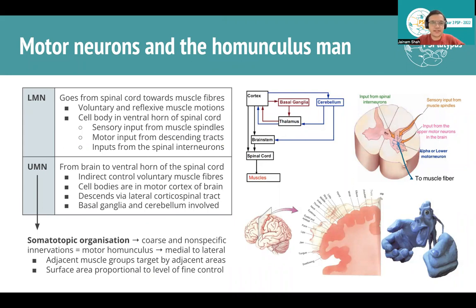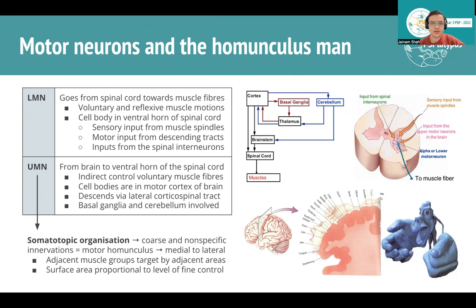So just starting off with the basics, we're going to be looking at the types of motor neurons as well as this thing called the homunculus man. As you should know by now from the anatomy lectures, the motor system consists of a two neuron system, which is the lower motor neurons and the upper motor neurons, as opposed to the sensory system, which is usually a three neuron system.